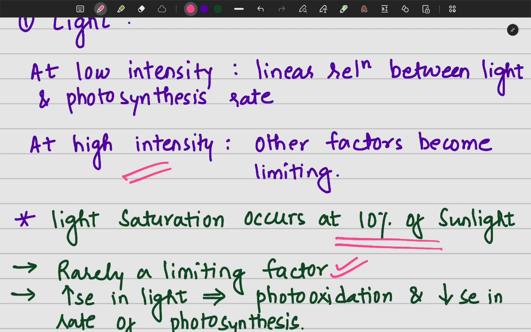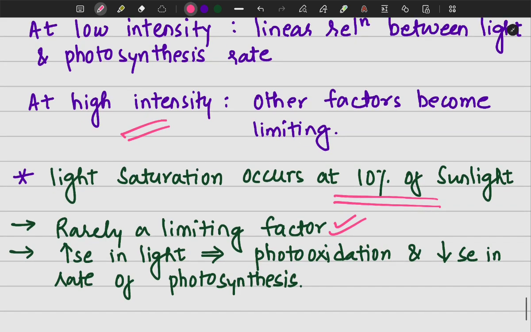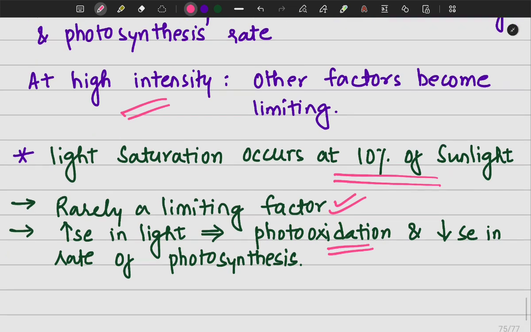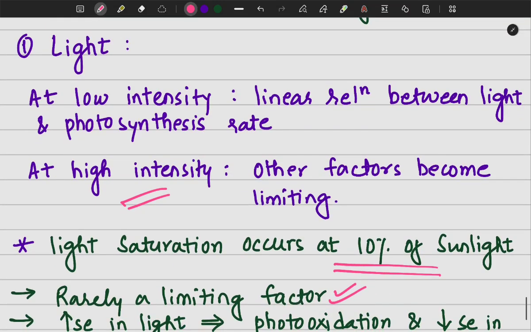Now, if you go on increasing the intensity of the light, then photooxidation of the chlorophyll might also occur, and that will decrease the rate of photosynthesis. So photooxidation is the breakdown of the chlorophyll or the chloroplast when the light intensity is very high, or if you increase the light exposure to a very long time, then photooxidation may occur that will damage the chloroplast, and then the rate of photosynthesis will automatically decline. Alright, so this was about how light as an external factor affects the rate of photosynthesis.